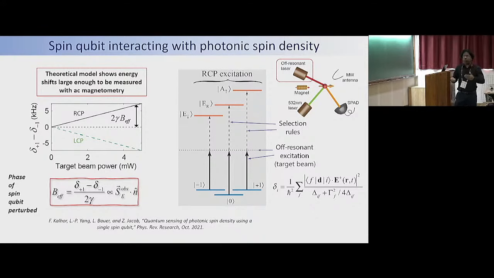And if you go to the monochromatic limit, you will get the popular expression, which is E star cross E. Because of this, we did some of the theory, and we realized that there are some kilohertz level splittings that we can read out even at room temperature.